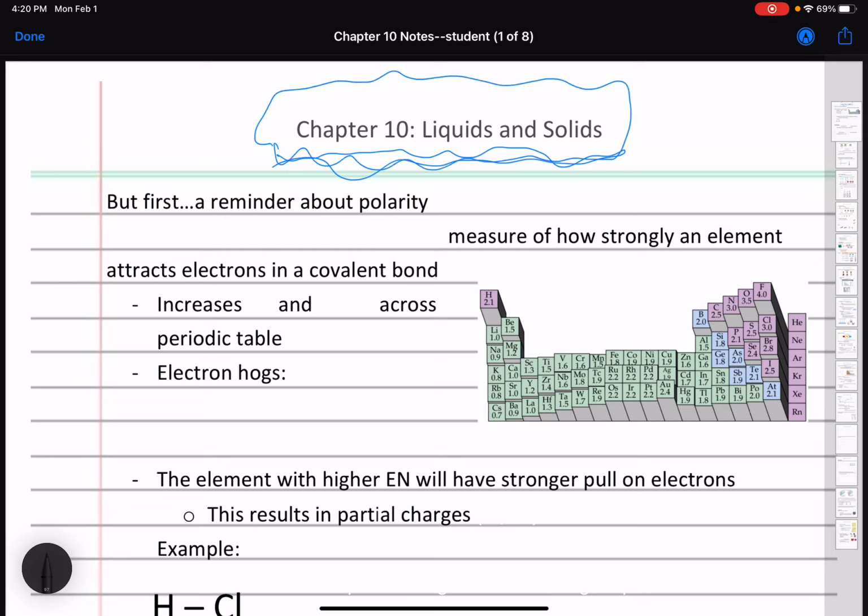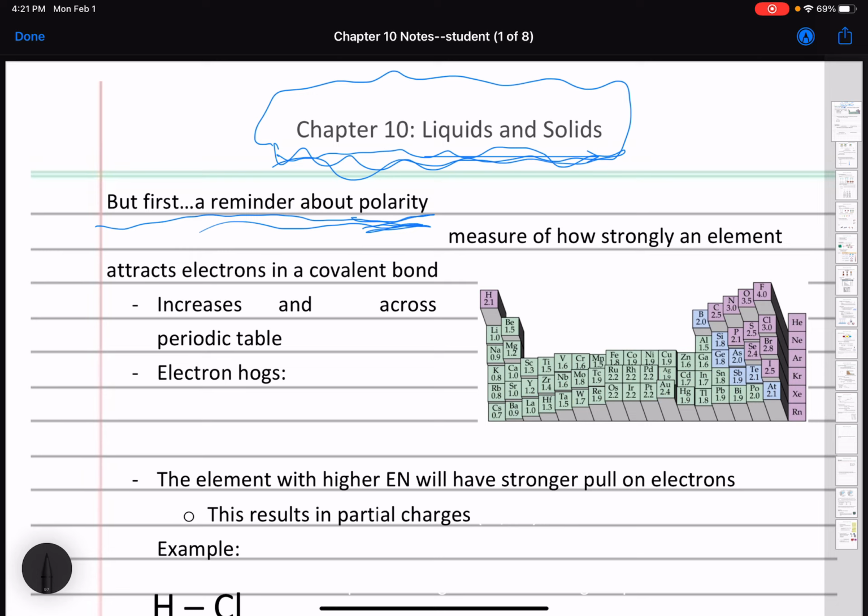So before we dive in, I do just want to refresh your memory a little bit about polarity and electronegativity because it's really important in understanding the intermolecular forces that we're going to be talking about. And so if you're rusty, you'll have trouble following along. So we're just going to do a quick refresher.